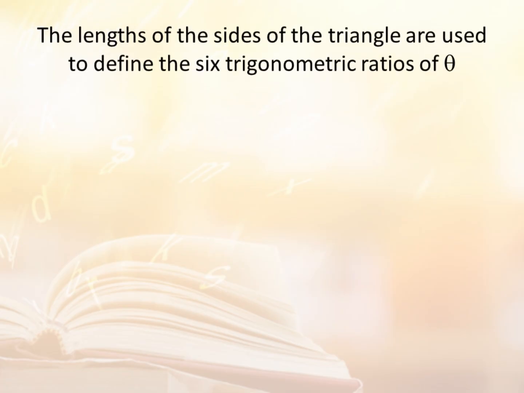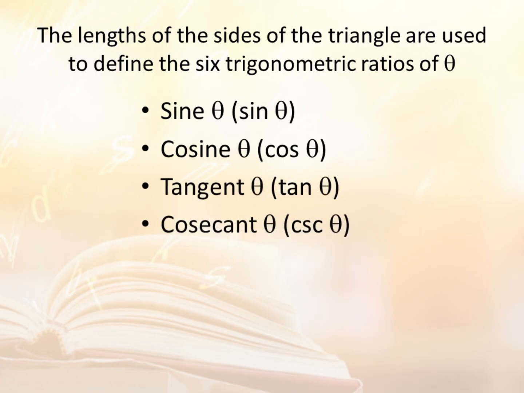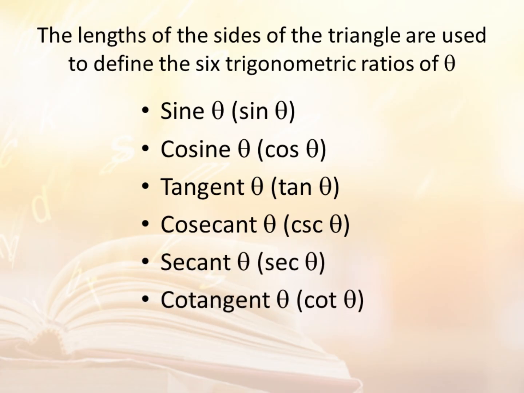The lengths of the sides of the triangle are used to define the 6 trigonometric ratios of theta: sine theta, cosine theta, tangent theta, cosecant theta, secant theta, and cotangent theta.